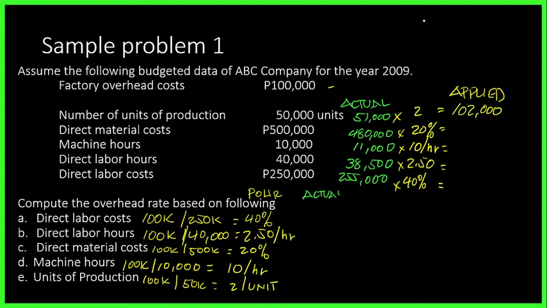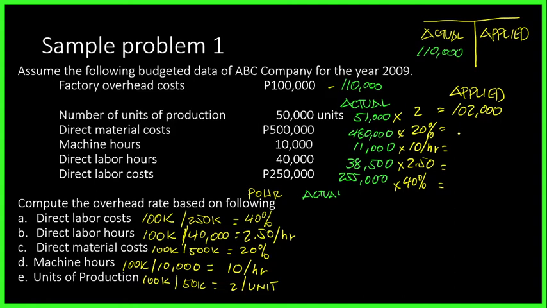Now, if you remember our T accounts for manufacturing overhead, you have here your actual, debit for your actual and credit for your applied. Now, let's assume that your actual factory overhead cost is, kunyari, 110,000. Okay, so you will have 110,000 here, and you will have your applied on this portion. In this case, 102,000 if you are using the number of units produced. Okay po? So, now, let's continue.